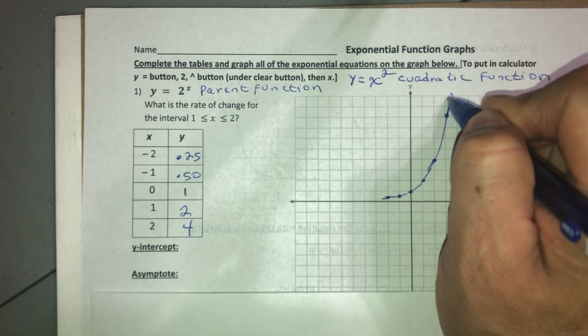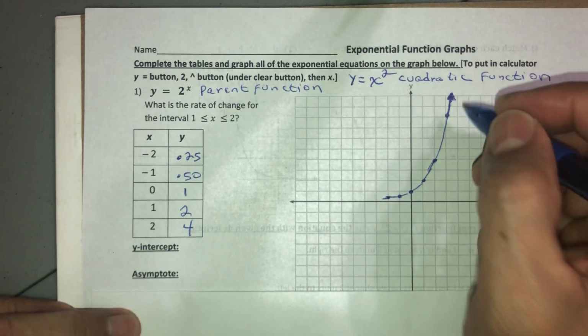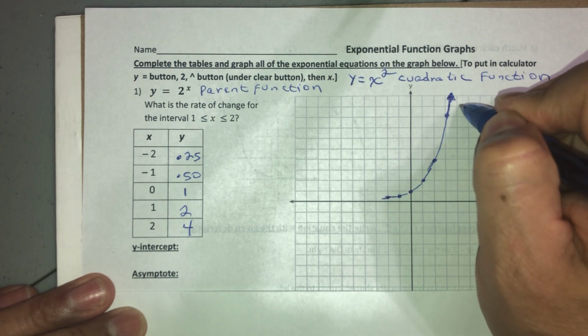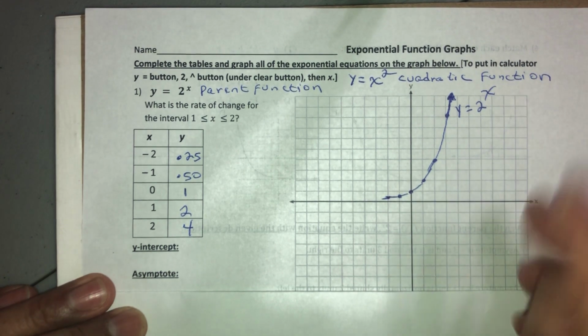So now we're going to draw the arrow, because that goes into infinity, and I'm going to label it. This is my y equals 2 to the x. That is my parent function.